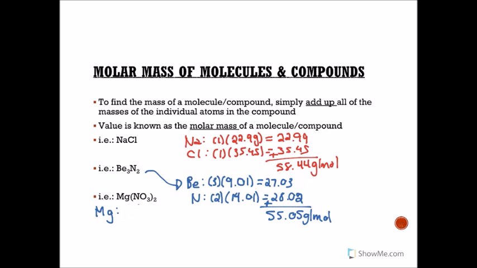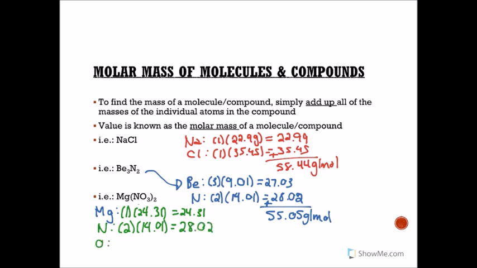One times 24.3, which is 24.31. We have nitrogen, and we have 2 nitrogens at 14.01, which is 28.02.